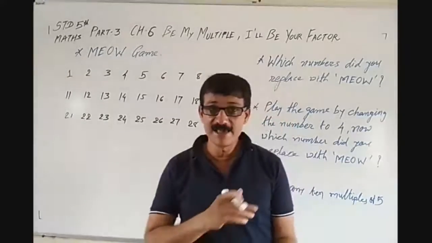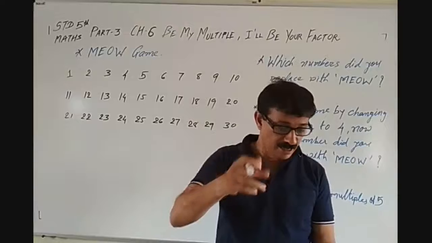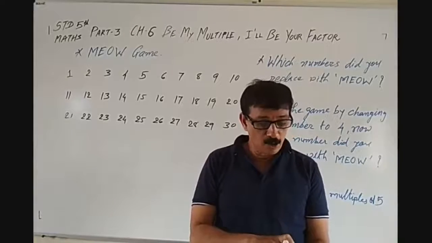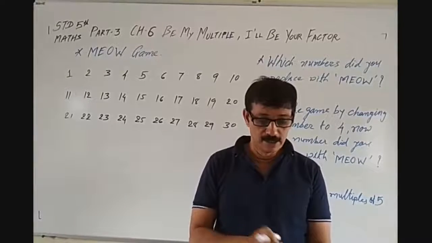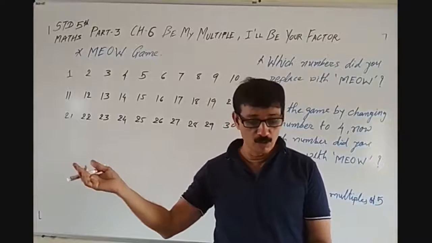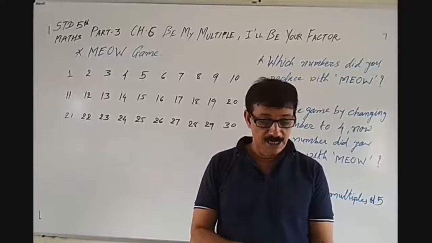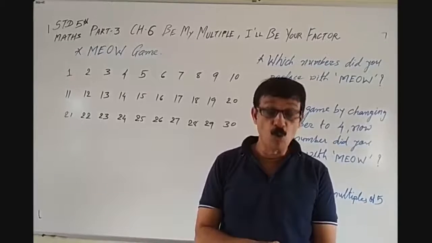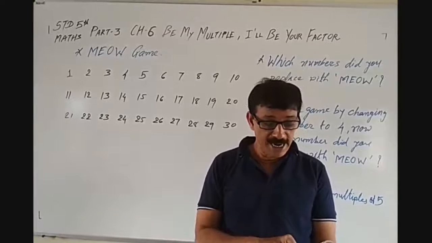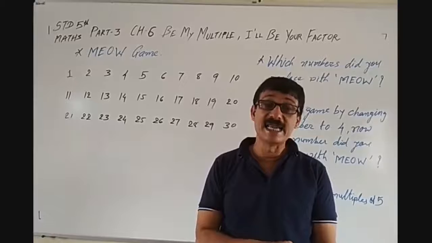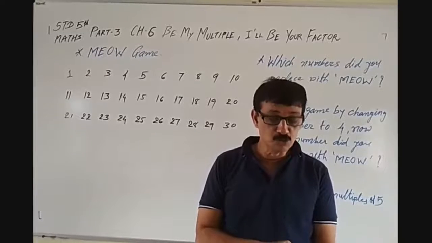Hum jitne bhi hain, we will stand in the circle. One player calls out one, the next player will call out two, and a player who has to call three or a number which can be divided by three has to say meow.